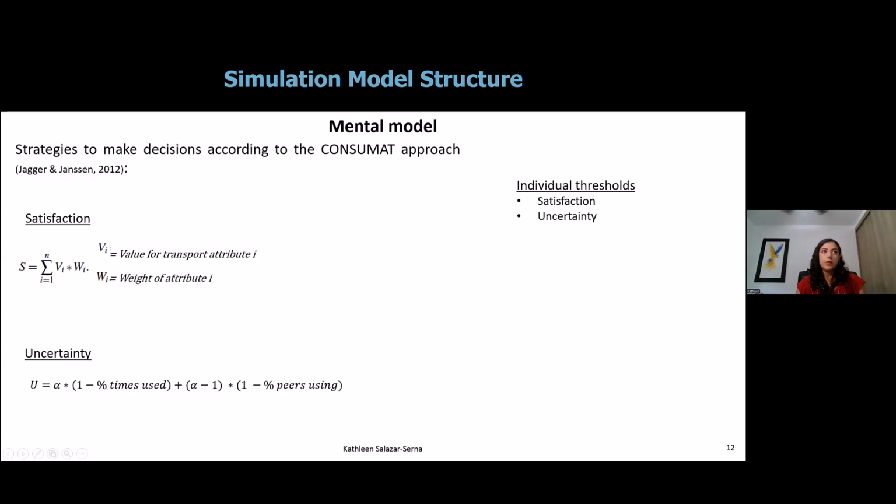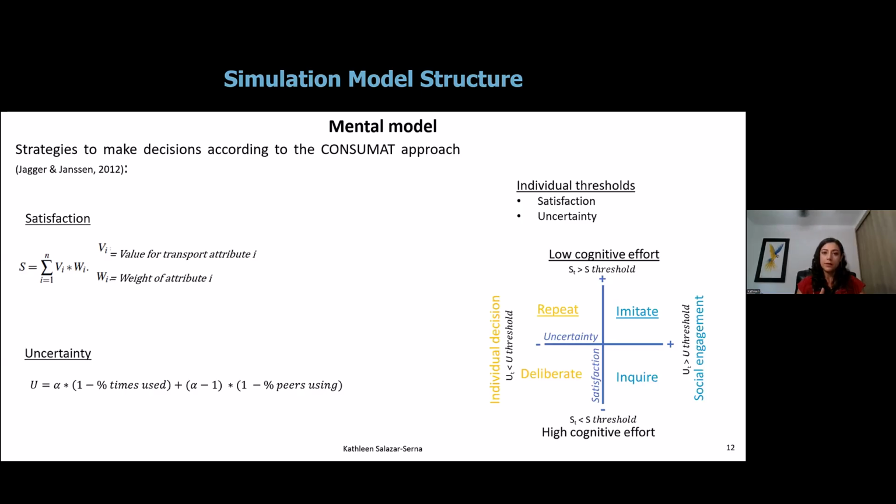And after the calculation of these two values, agents compare against thresholds, and based on that comparison, they are divided into different decision-maker groups. So people can repeat, imitate, deliberate, or inquire, like a comparison with others in their social network. And these two groups here are making more individual decisions, while these two groups here are going for social engagement to deal better with the uncertainty that they are experiencing.